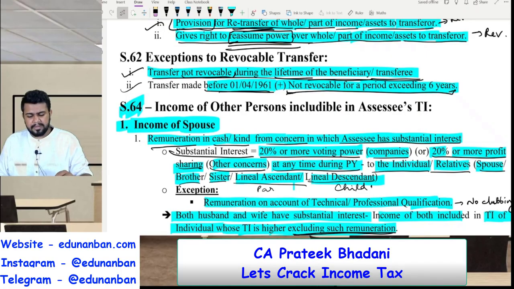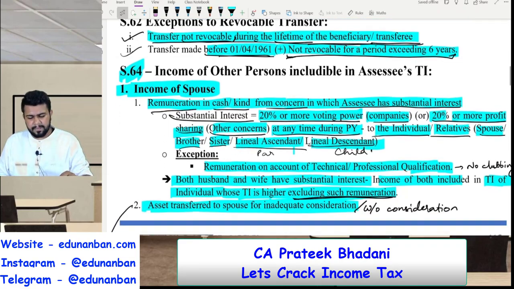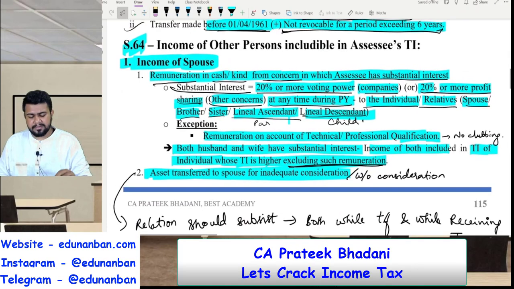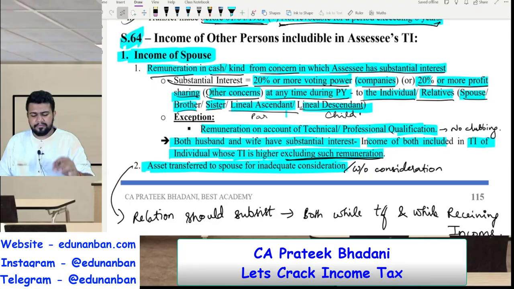Then one more example, if any transfer is made before 1/4/1961, that is before the Income Tax Act came into force, and which is not revocable for a period of 6 years, then also it is an irrevocable transfer. Now let's come to Section 64. First let us discuss income of spouse.